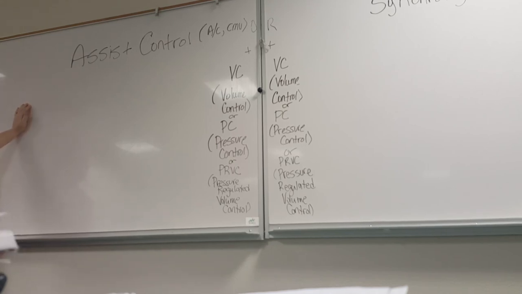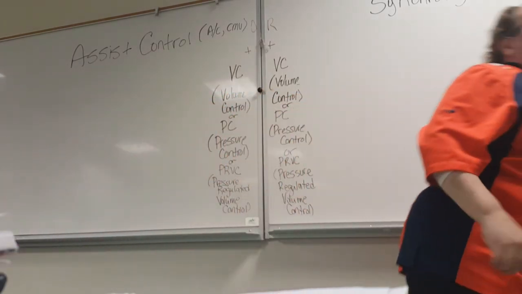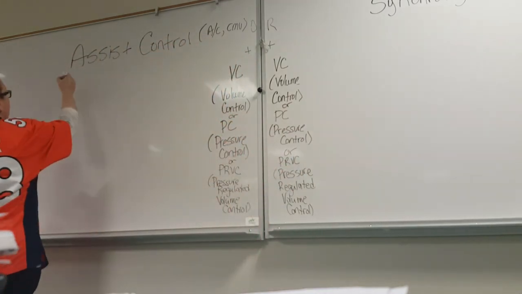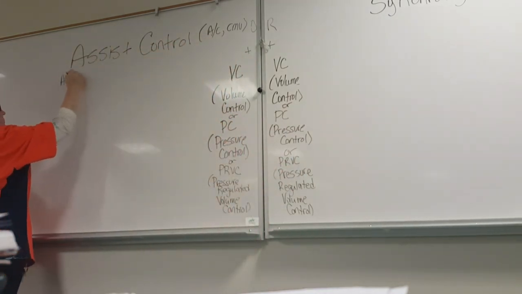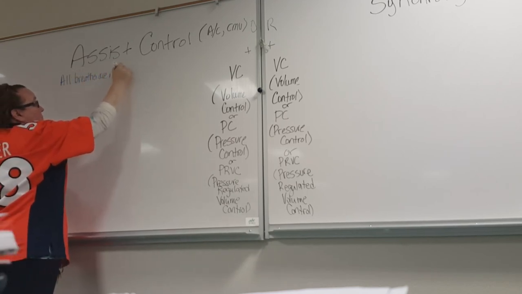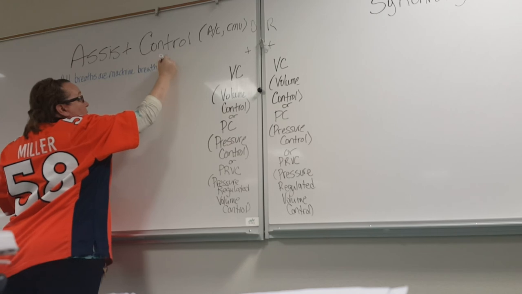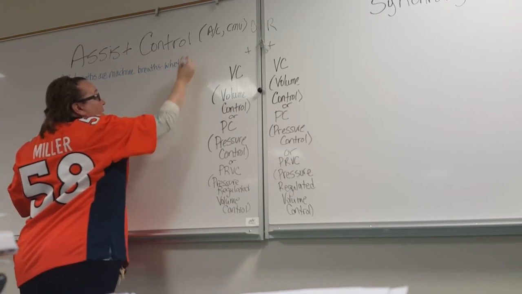In assist control, all breaths are machine breaths, no matter what. Remember when we talked about how a breath can be delivered, whether it's time to get one or whether my patient triggers one. So all breaths are machine breaths, so ventilator breaths, whether they are time or patient triggered.